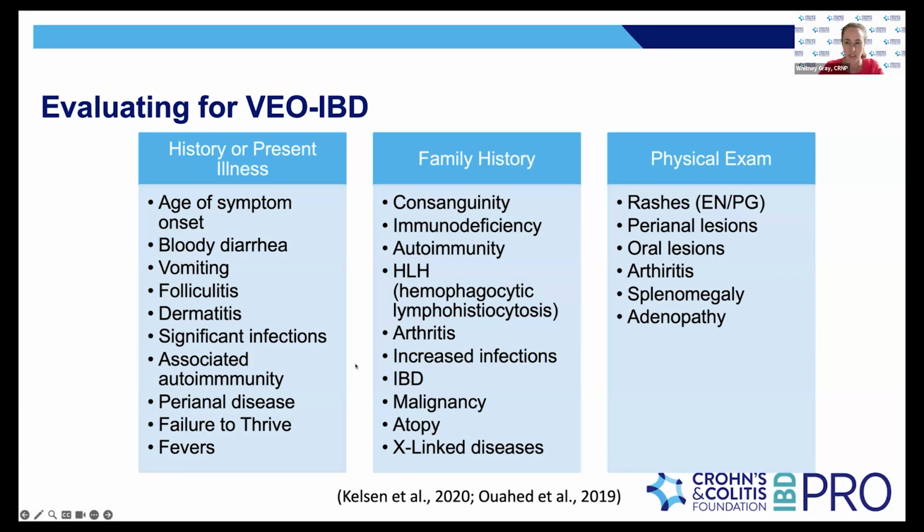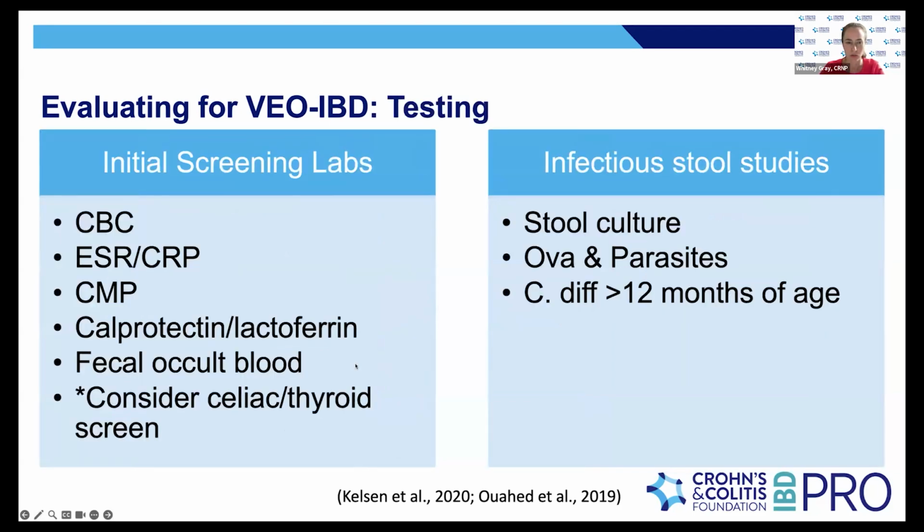When you move on to your physical exam, specifically look for rashes like erythema nodosum and pyoderma gangrenosum that we're familiar with on the adult side as well, and of course perianal lesions, oral lesions, arthritis, splenomegaly, and adenopathy. After those initial evaluations, if there's concern for IBD, you want to move on to testing. This is pretty typical initial testing compared to the other workup done for a concern for IBD.